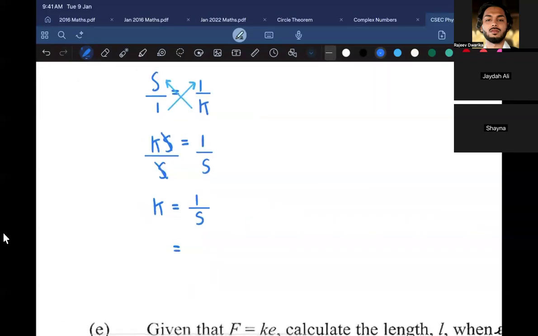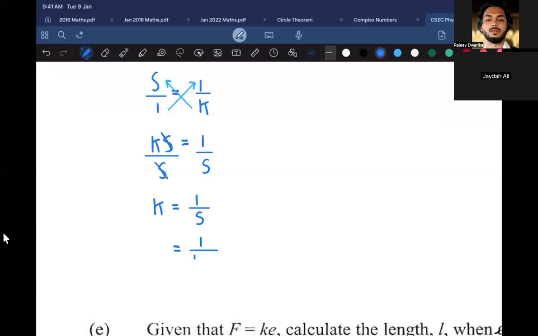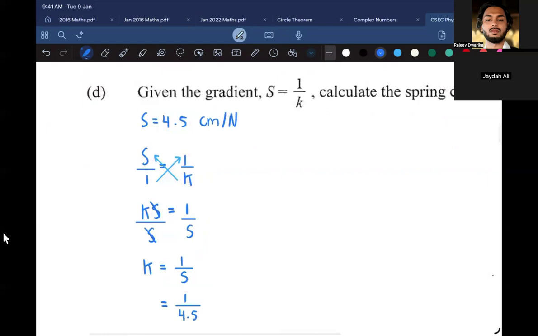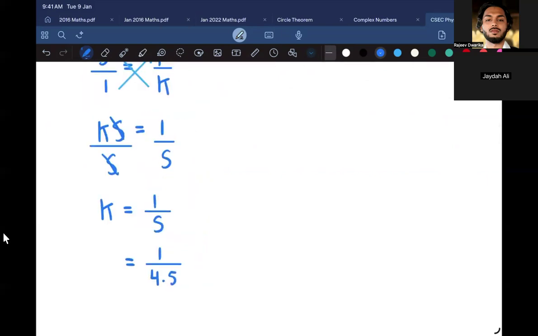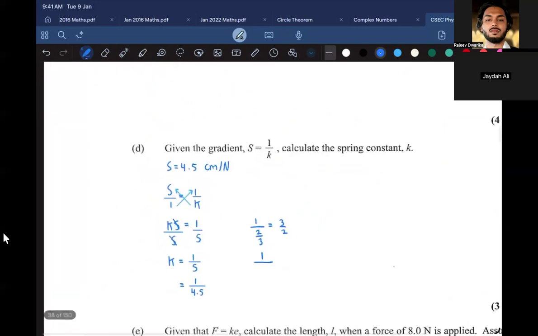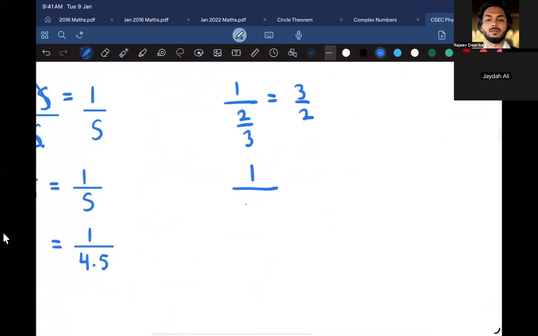Yes, 4.5. Now I want you to be very careful about something. Remember, didn't it have units? If you put something as 1 over, the fraction is going to flip. Let me give you an example. If you had 1 over 2/3, then the answer would be 3 over 2. So my question is, if I had 1 all over centimeter over Newton, what would I get?